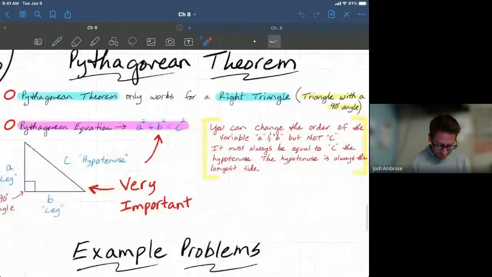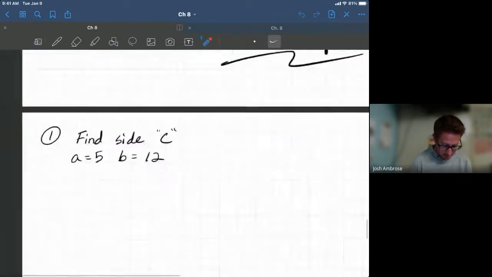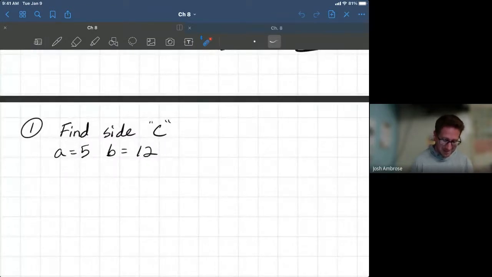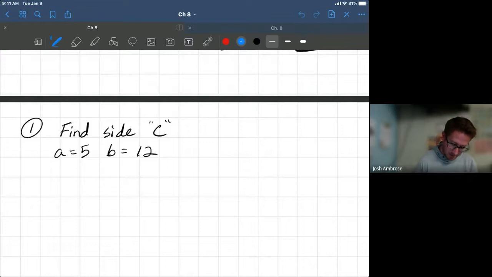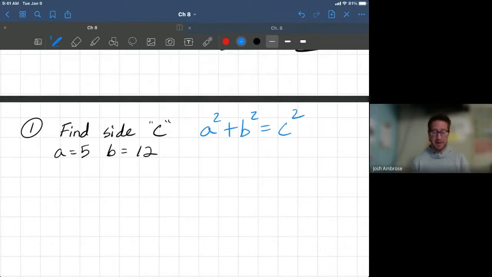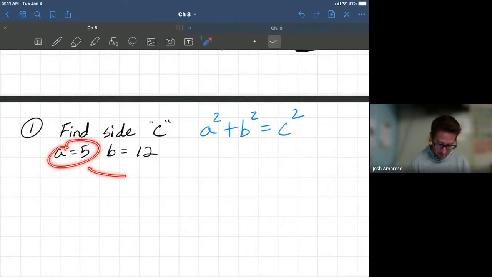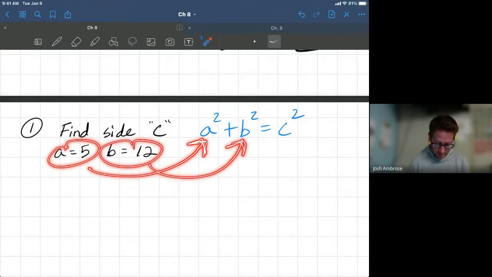All right, let's do some example problems. Okay, so we need to find side C. We didn't even need to have a picture here. They're going to give us A and they're going to give us B. All right, so let's remember the equation. A squared plus b squared equals c squared. That is our Pythagorean equation. Let's plug the values in, all right? Here's A. We're going to plug that in right there. There's B. We're going to plug that in right there, and we will be solving for C.